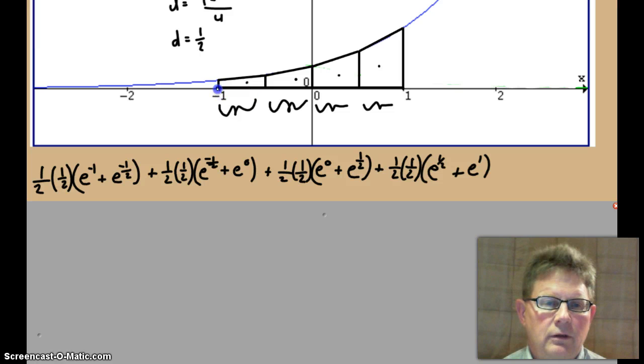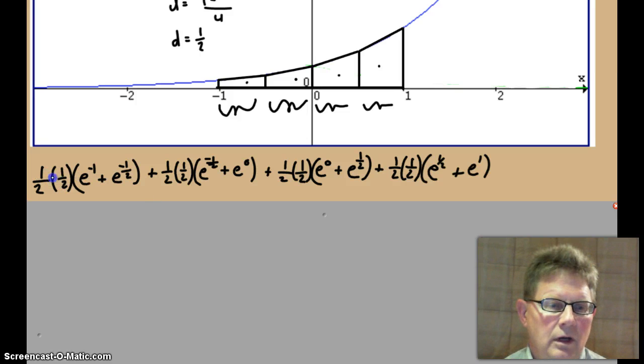The area of the first trapezoid: 1/2 times 1/2, and the bases are e to the -1 and e to the -1/2. Second trapezoid, the bases are e to the -1/2 and e to the 0. On the third trapezoid, the bases are e to the 0 and e to the 1/2. And on the fourth trapezoid, the bases are e to the 1/2 and e to the 1.